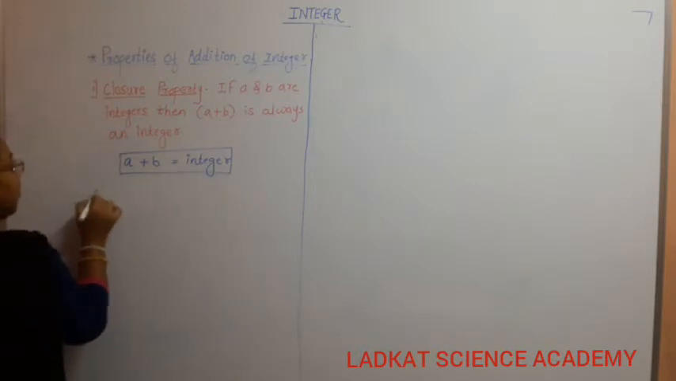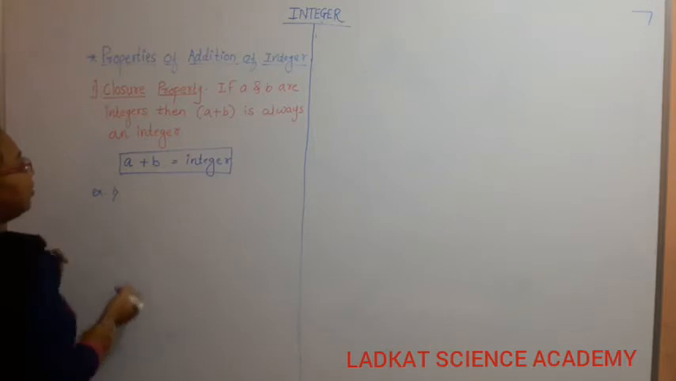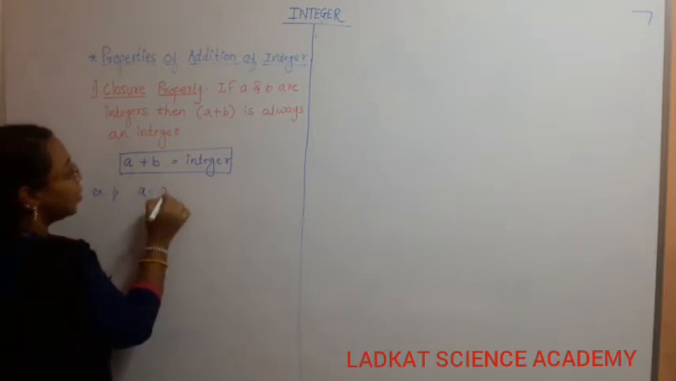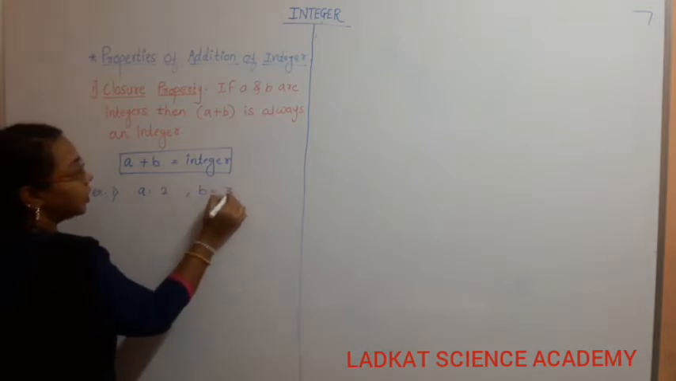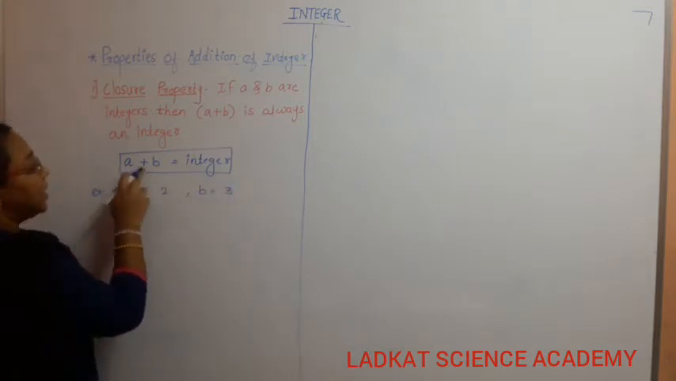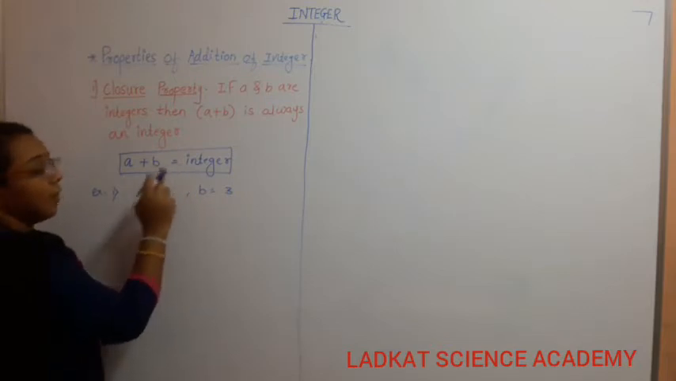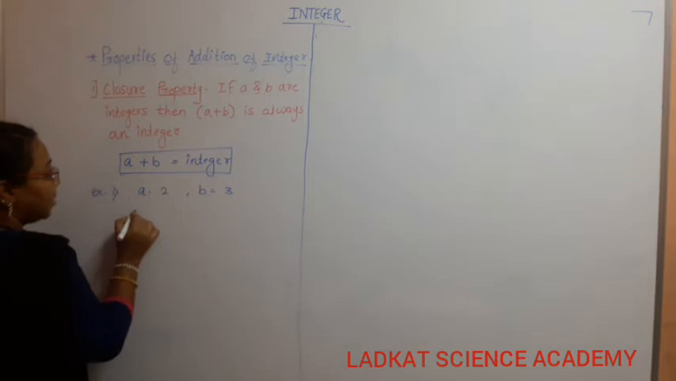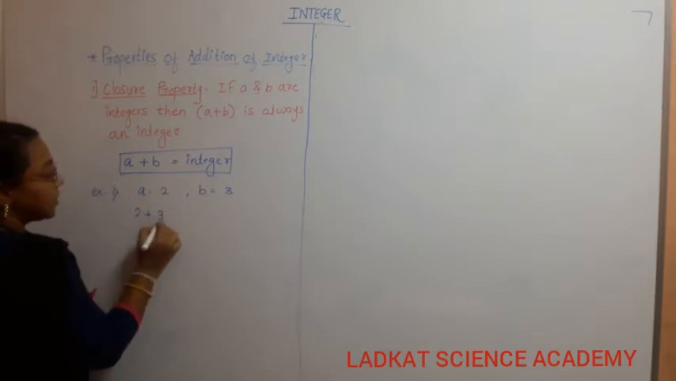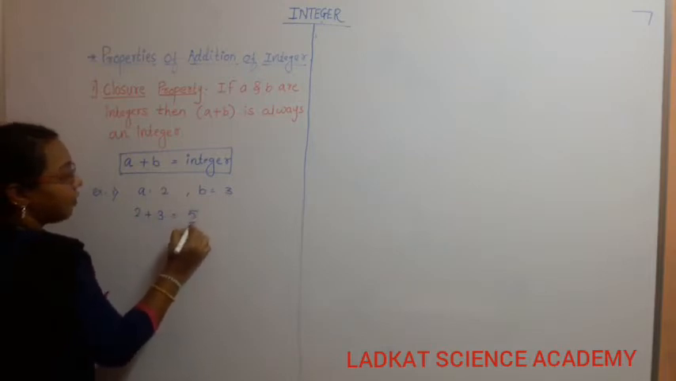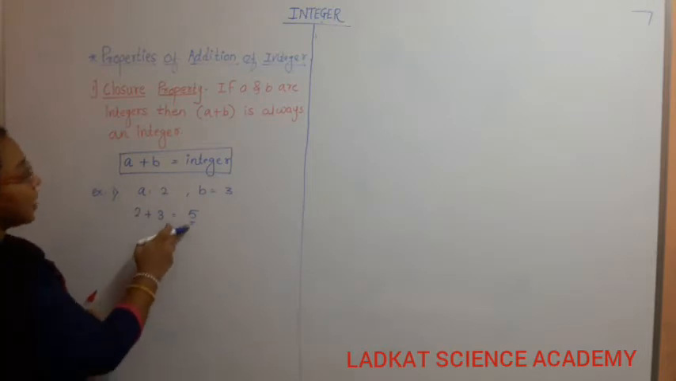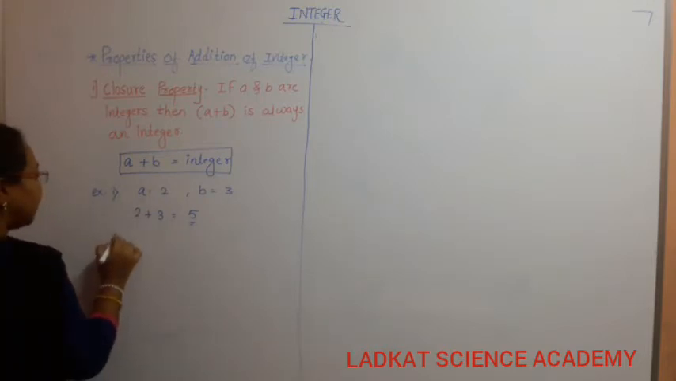We will see one example for that. We will take two positive integers, that is A is equal to 2 and B is equal to 3. Then addition of these two integers is always an integer, which is the closure property. We will prove that: A is equal to 2 plus B is equal to 3, 2 plus 3, we will get 5. 5 is also an integer. Means this property is closed under this condition.